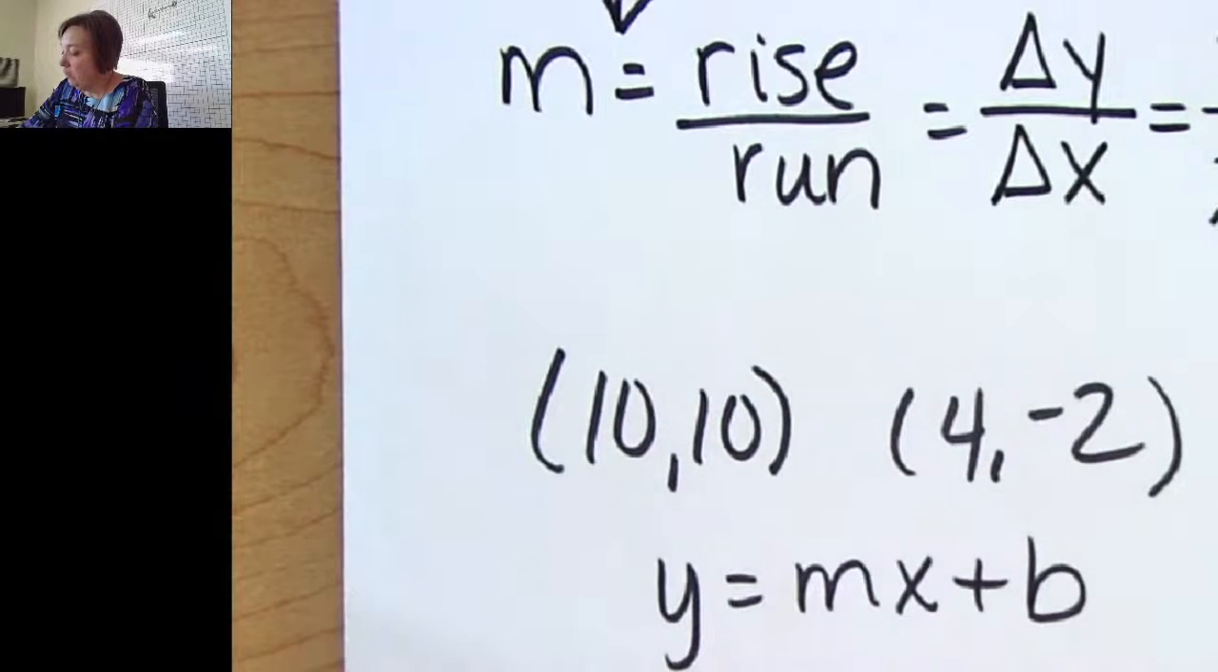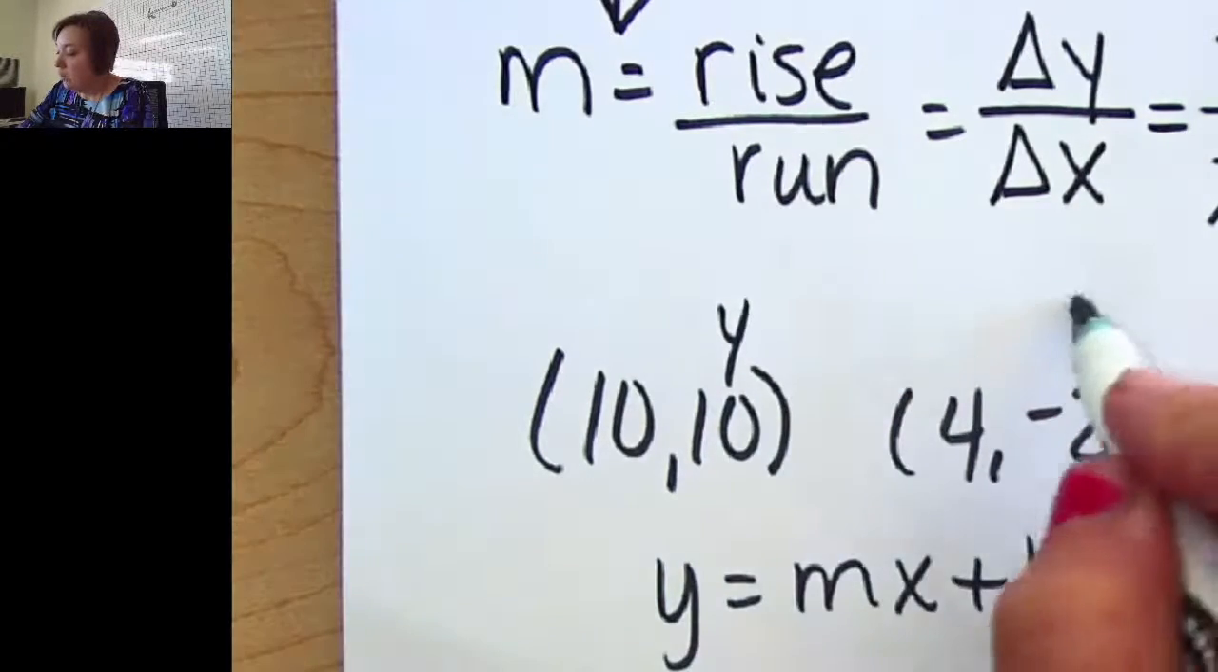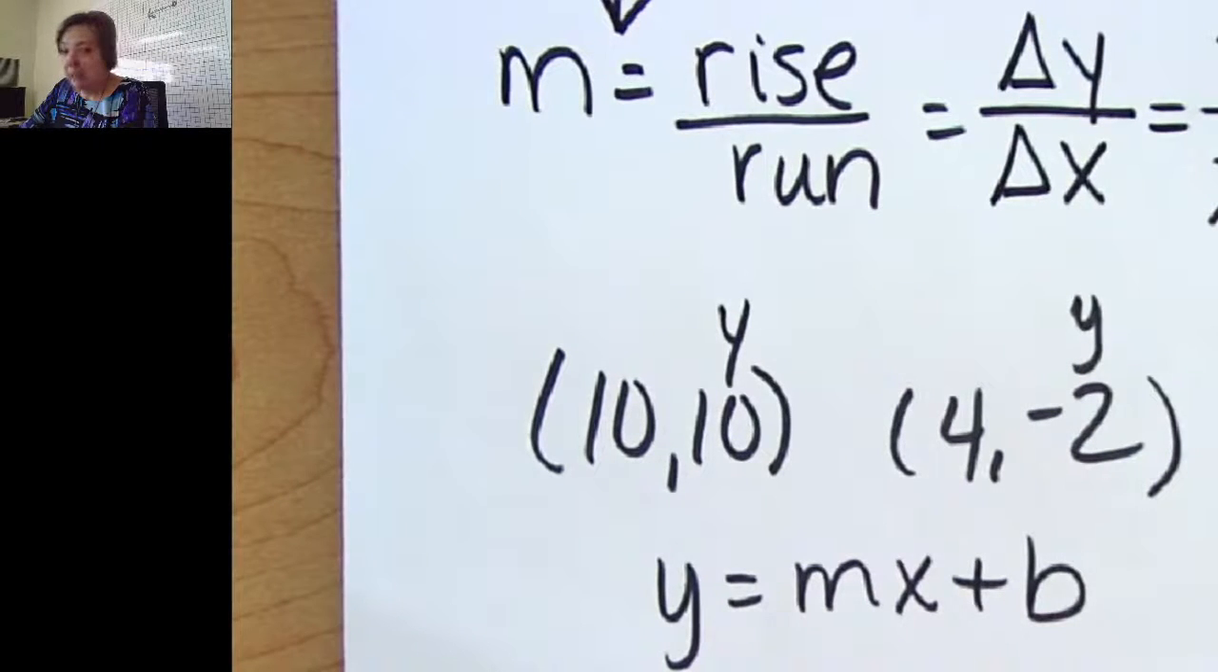So what would the slope be in this case? What math would we do here? So you're wanting to use this y first, right? And then this y second. So you're going to have 10 minus negative 2.